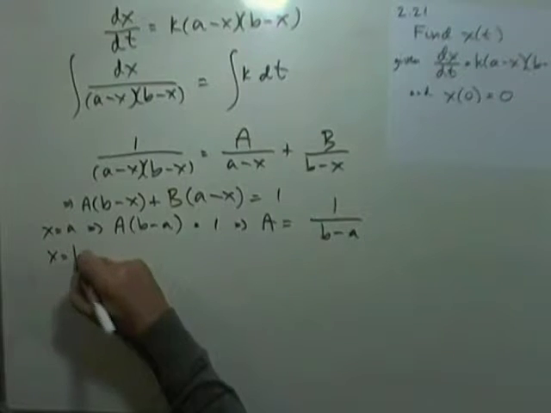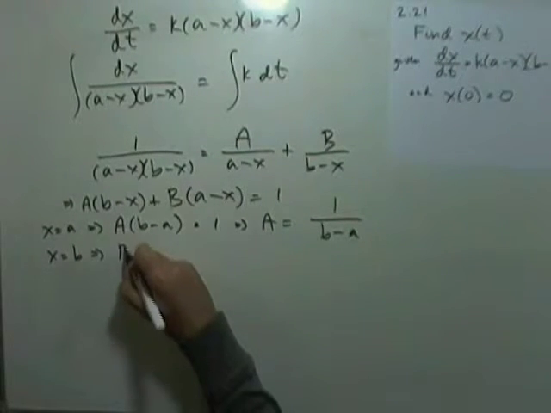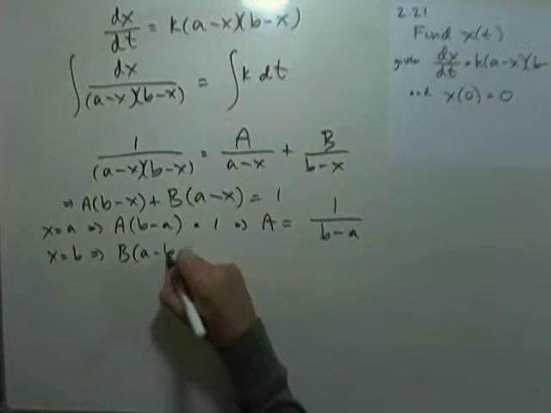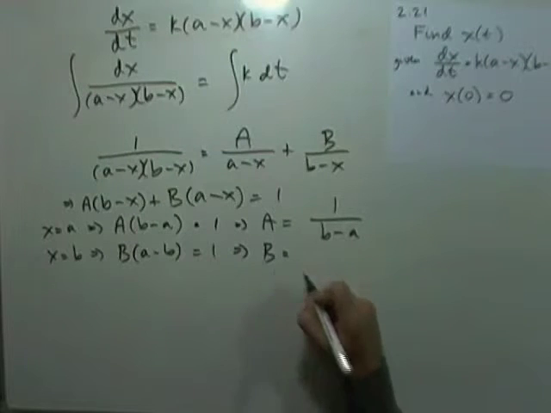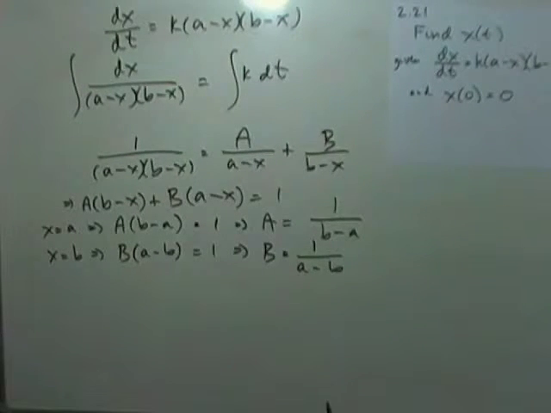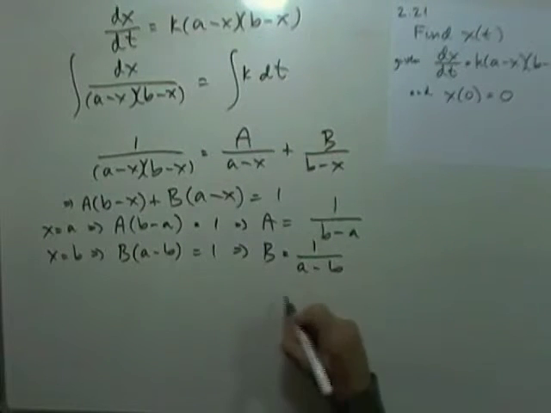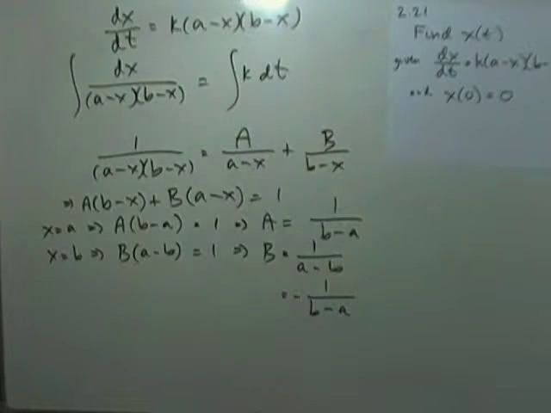Then letting X equals B. That means that goes, and I'm left with B times A minus B equals 1. So that means B equals 1 over A minus B. Now I'd rather have had the same fraction, but I do, because that's just the reverse of that. So I'll rewrite that one as negative 1 over B minus A. Now I can go back and inform the original parts. I'll put them down here.